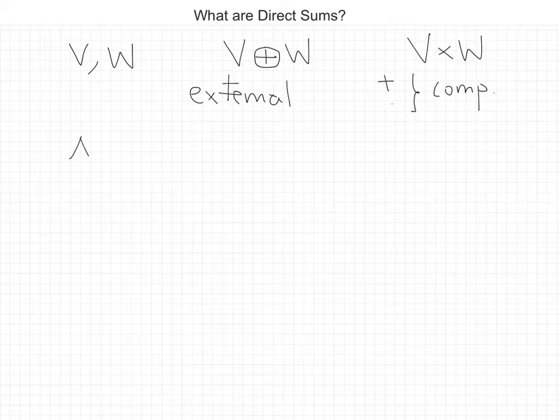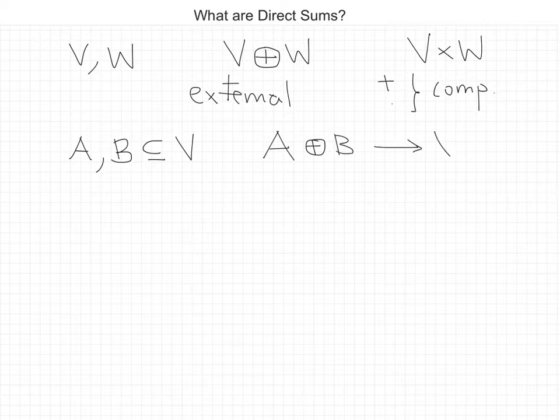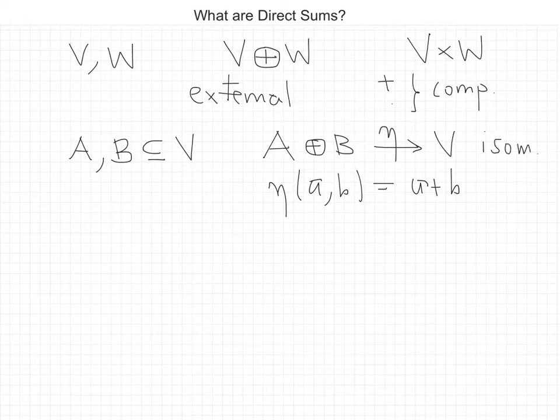In the second situation, you actually start off with two subspaces A and B of a given vector space V. Then you look at the external direct sum, A plus B, and you define a mapping eta into the vector space V. Eta is defined by taking the tuple (a, b) in the external direct sum and mapping it to a plus b. This is a very natural linear map, and if this map is an isomorphism, then we say that V is the internal direct sum.